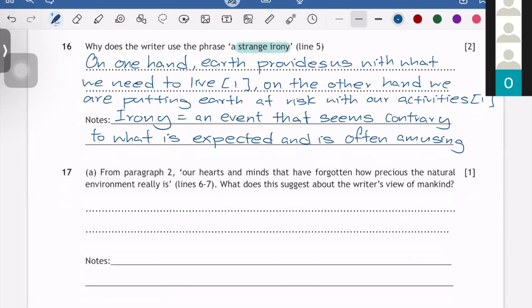Okay, next part. 17a, from paragraph 2, based on this sentence, what does this suggest about the writer's view of mankind? So same thing, a bit similar to one of the questions before. This is an inferential question.